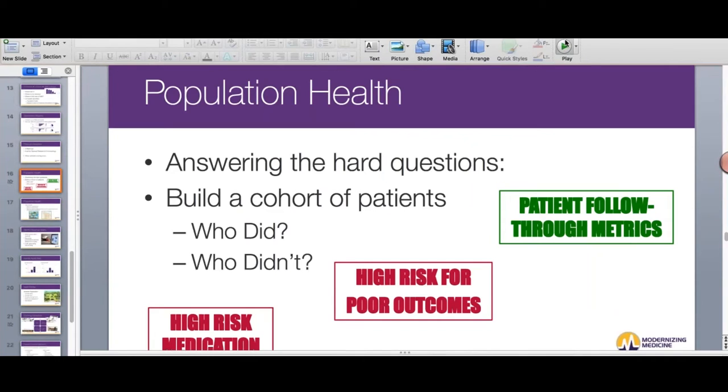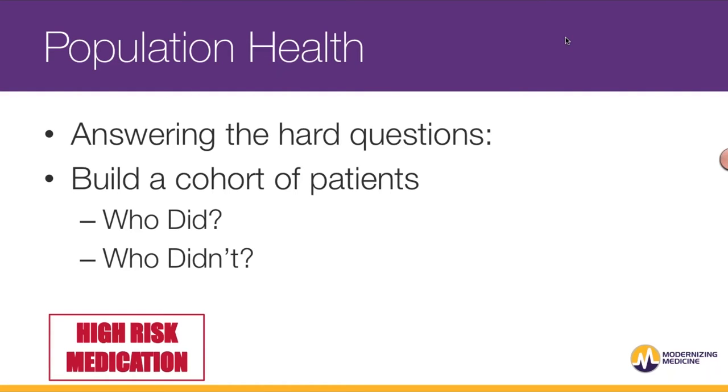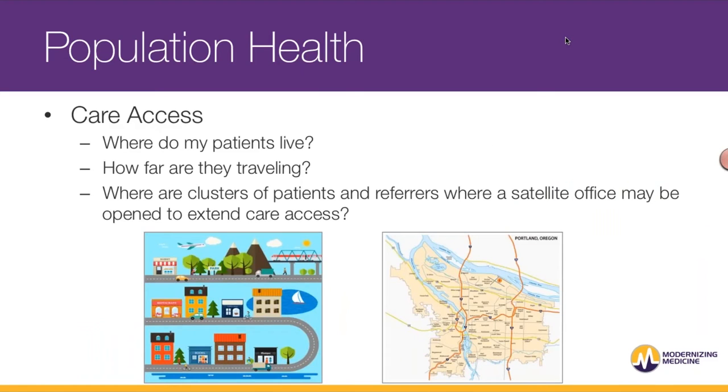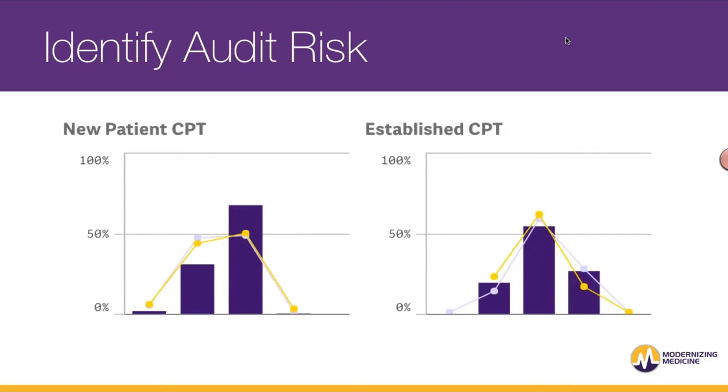This allows you to look at things in more detail from a population health aspect, answering the hard questions of building cohorts of patients, such as who did what, who didn't do things, who didn't follow through on particular metrics. Looking at things like care access, where do my patients live? How far are they traveling? Where are my referrals based from? Is there somewhere where I should be thinking about a satellite office? The ability to identify revenue gaps. Who got the workup but didn't execute? Who's late on their recurring preventative services? Who should I be marketing for cash generating service lines?